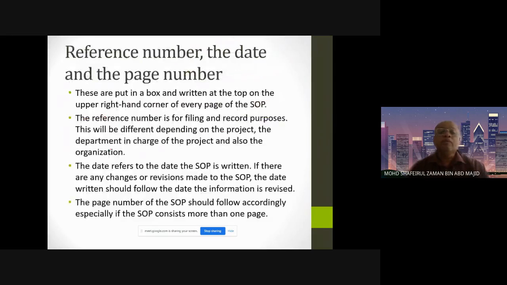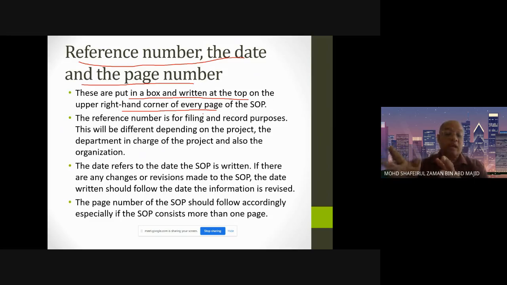Okay. Right, number one, let's have a look at the reference number, the date, and the page number. These three important things should appear on each page of the SOP. And where to put it? It is supposed to be put in a box and written at the top, in the upper right hand corner of every page of the SOP.